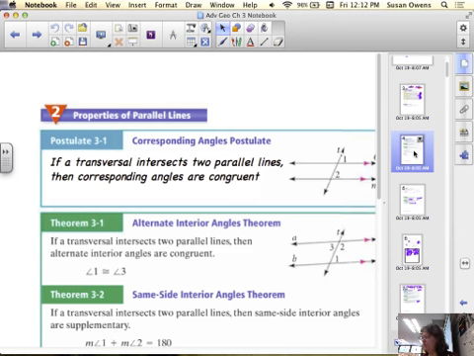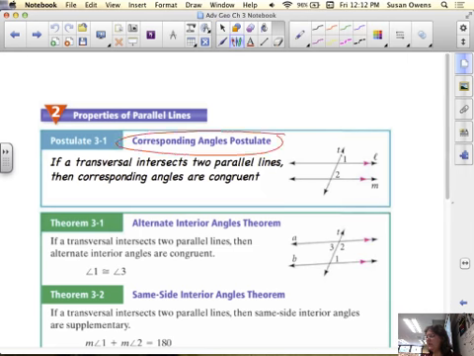Okay. So we can't prove the corresponding angles postulate, that's why it's a postulate. So we want you to know which one is the postulate, because you can think of this as like the keystone. This is the one that all the other theorems in this section are based on. Now this one makes sense if you think about it. If we have 2 parallel lines, the corresponding angles are going to be congruent.